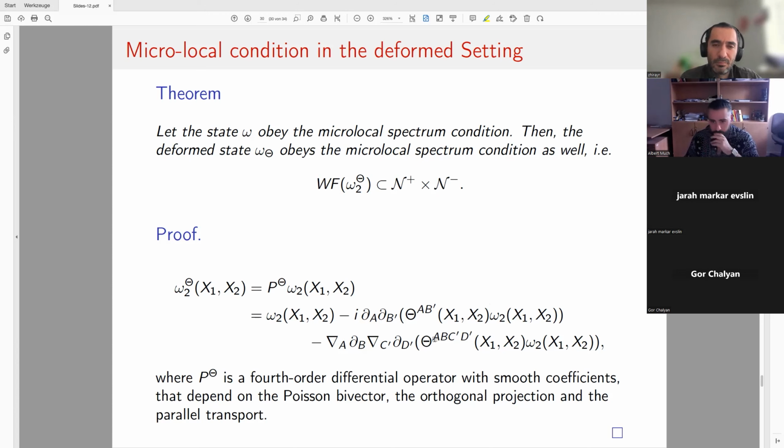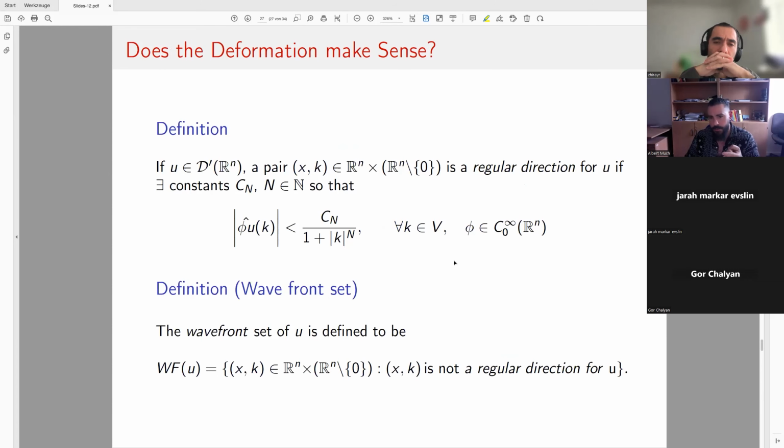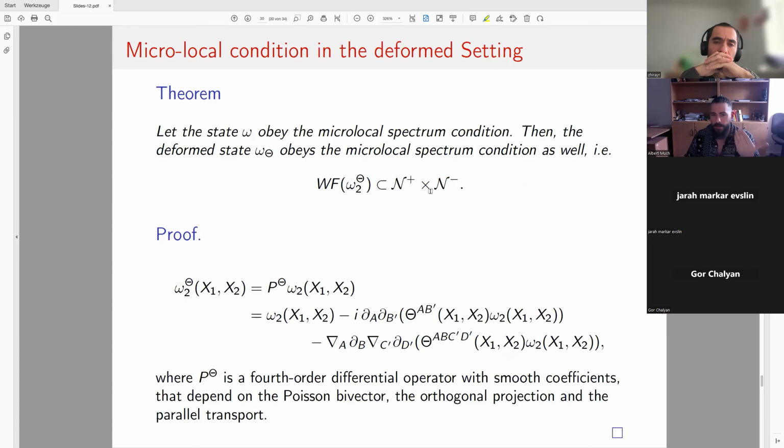And this means that, due to this condition, the wavefront set of PU is included in the wavefront set of U, so of the undeformed thing. And if the undeformed thing satisfies the micro-local spectrum condition, even the deformed thing satisfies it as well. Which basically means we have defined a deformation, and with this deformation we could deform our states, our two-point functions. And these two-point functions also obey the equivalence principle.